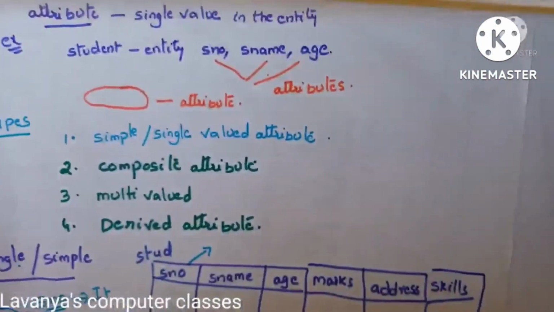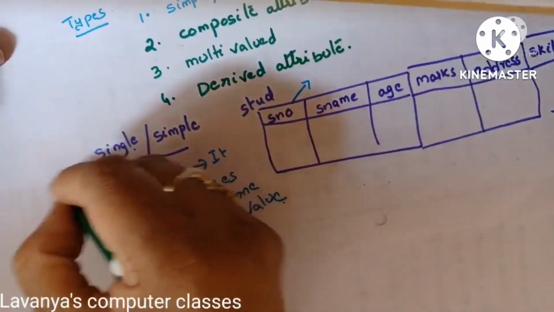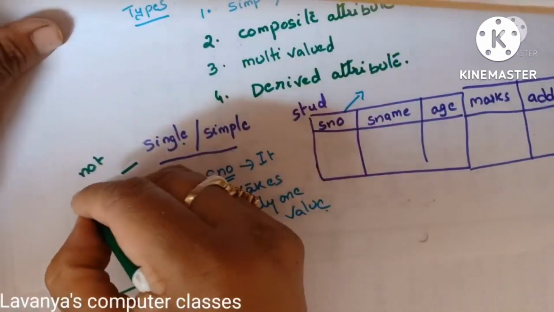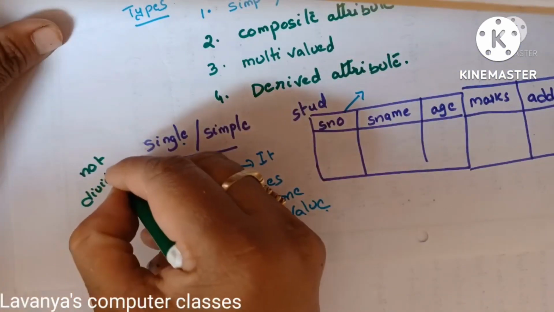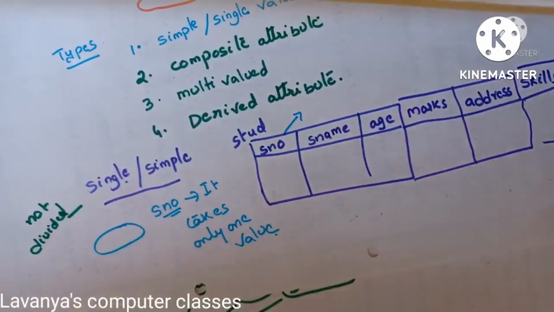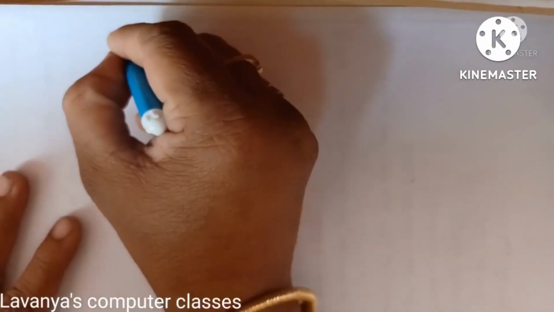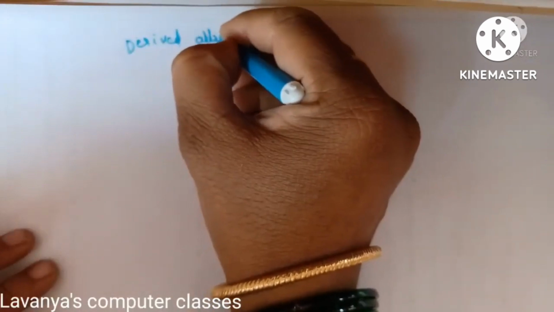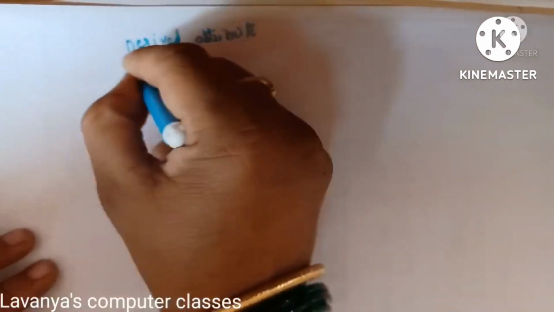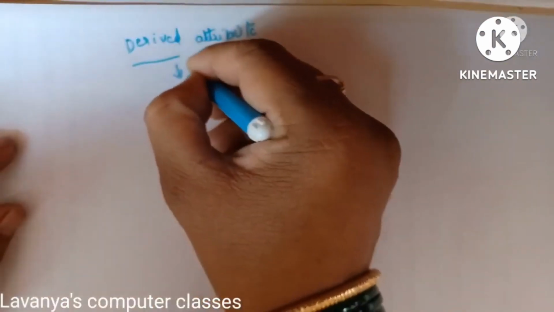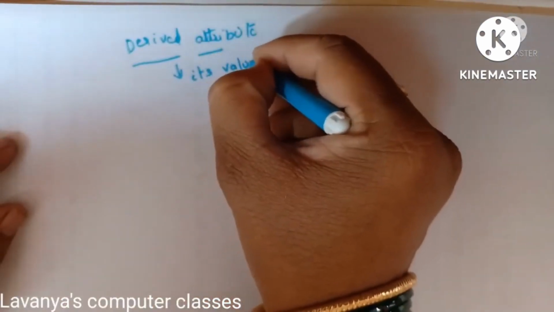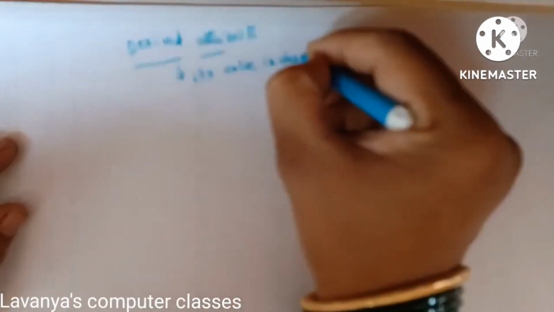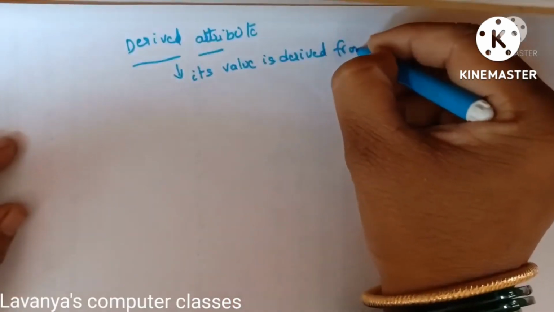Now, a single attribute means it is not possible to divide into subparts, or it takes only a single value. Now I'll go for one more attribute, that is the derived attribute. Derived, as the name says, means it is not an original one. It is coming from another attribute. Its value is derived from another attribute. That's why it is called a derived attribute.